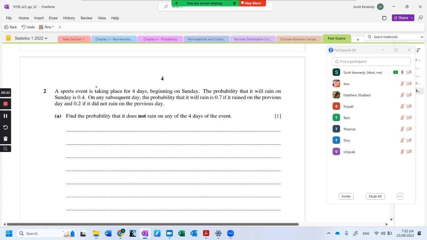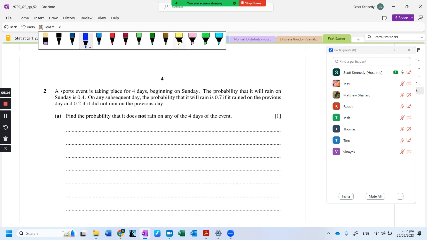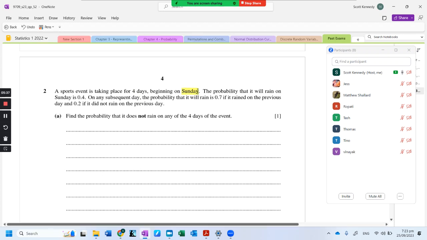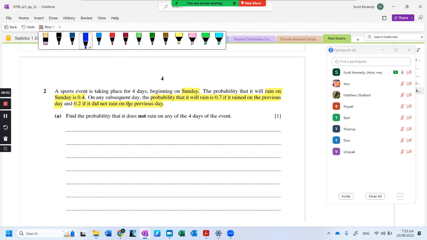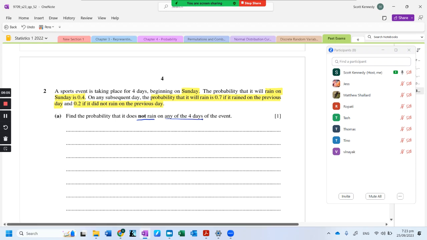Okay, next one. A sports event is taking place for 4 days, beginning on Sunday. The probability that it will rain on Sunday is 0.4. On any subsequent day, so subsequent means the following days, the probability it will rain is 0.7 if it rained on the previous day, and 0.2 if it did not rain on the previous day. We have to find the probability that it does not rain on any of the 4 days. So in other words, it's fine every day. So we want fine, fine, fine, fine.